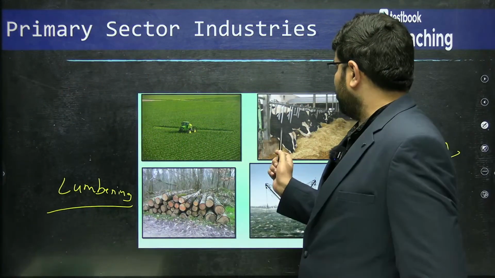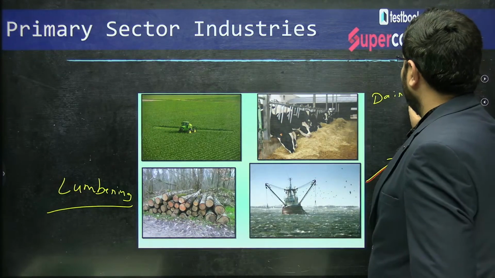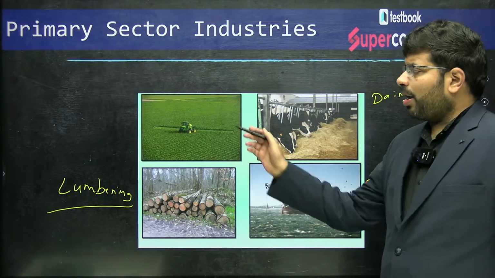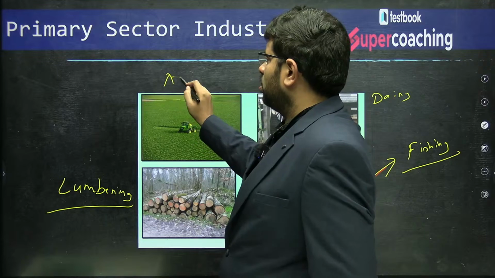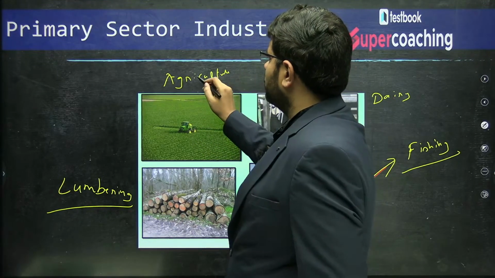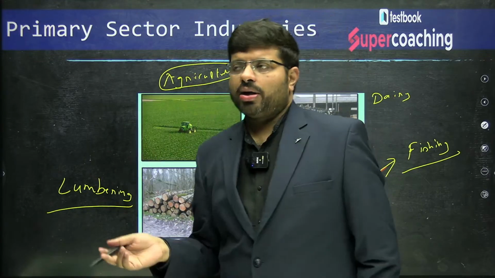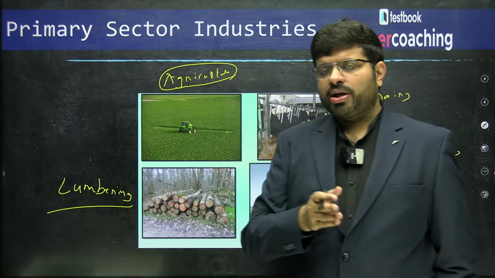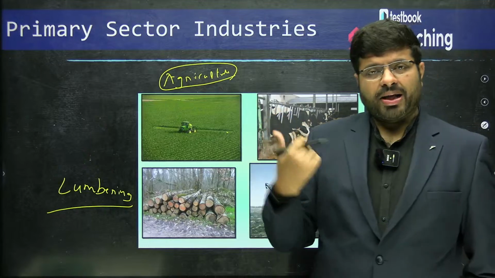Then you can talk about the dairy industry. You can talk about agriculture industries, say the cotton industry. There, we are converting that raw product into a new product, and that will be a secondary unit. That is a secondary sector, not a primary sector.